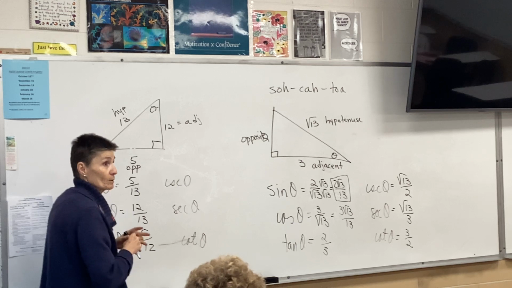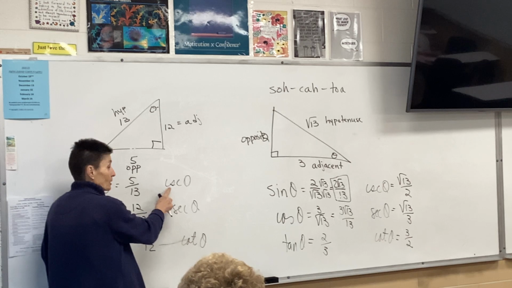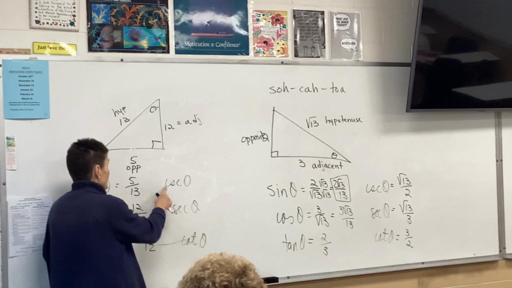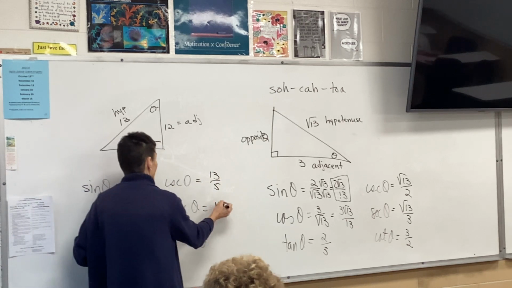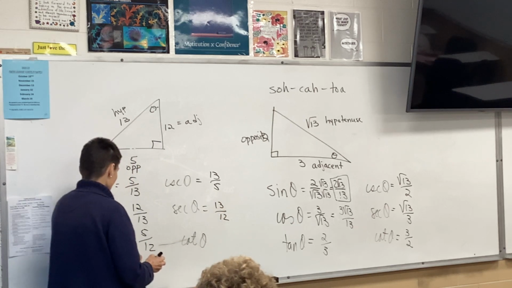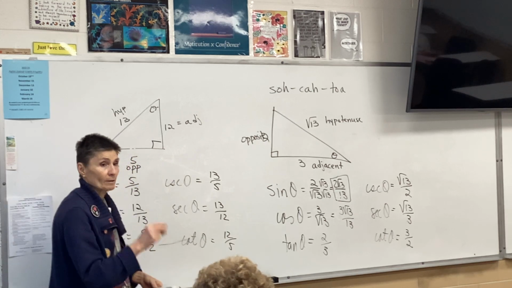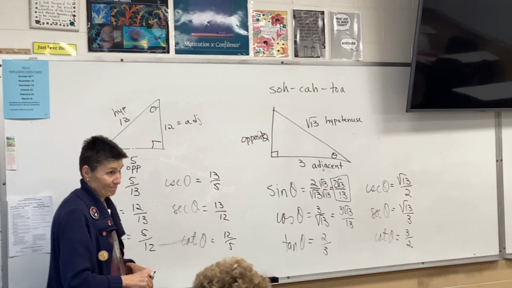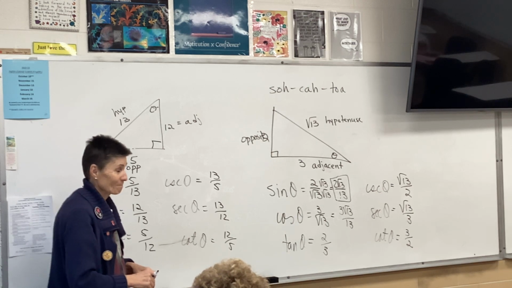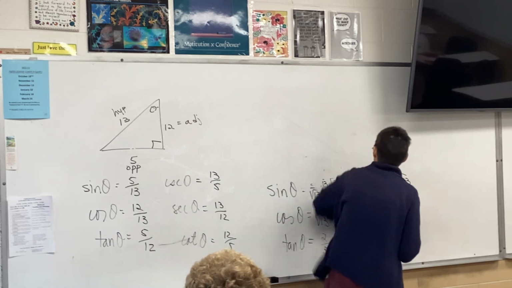All right, now do the reciprocals. Cosecant is the reciprocal of the sine. You need to know that. So that's going to be 13/5. Secant's reciprocal of cosine. And cotangent is reciprocal of tangent. Boom, boom, boom. Right? Okay, okay. Let's look at the next one.